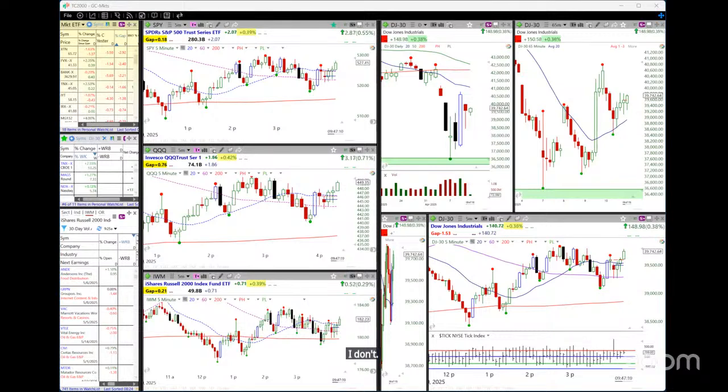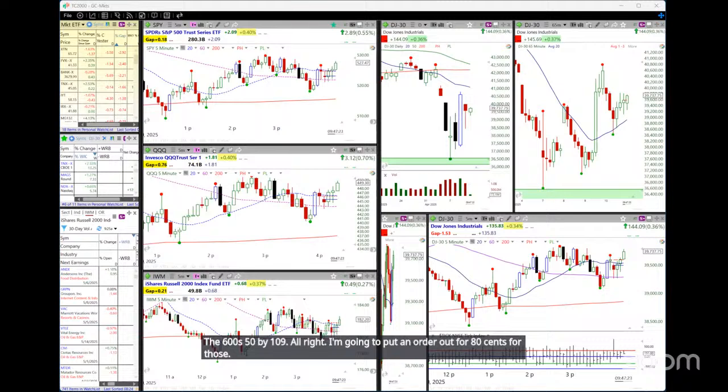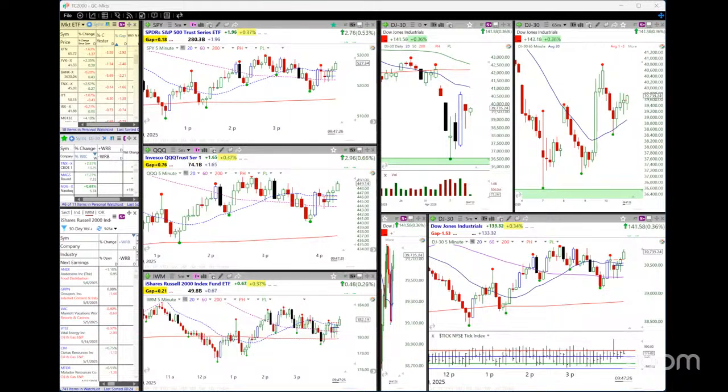Let me see if there's any other ones sticking out. The 600s, 50 by 1.09. All right, I'm going to put an order out for 80 cents for those. Now, the buying power requirement is $6,000 to make 60 cents. So it's a buying power hog.